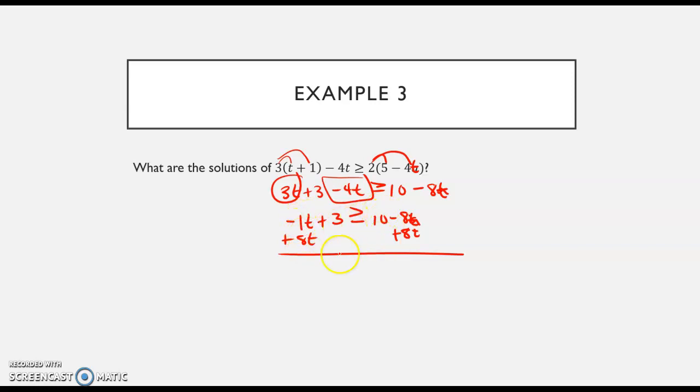And so now, after I add 8 to both sides, I now have 7t plus 3 is greater than or equal to 10. Now it's a two-step equation, so I'm going to subtract 3 from both sides. Then we get 7t is greater than or equal to 7. We divide both sides by 7, and t will be greater than or equal to 1. And it doesn't ask us to graph. If I was going to graph it, it would be a closed circle because we have the equal to on that problem.